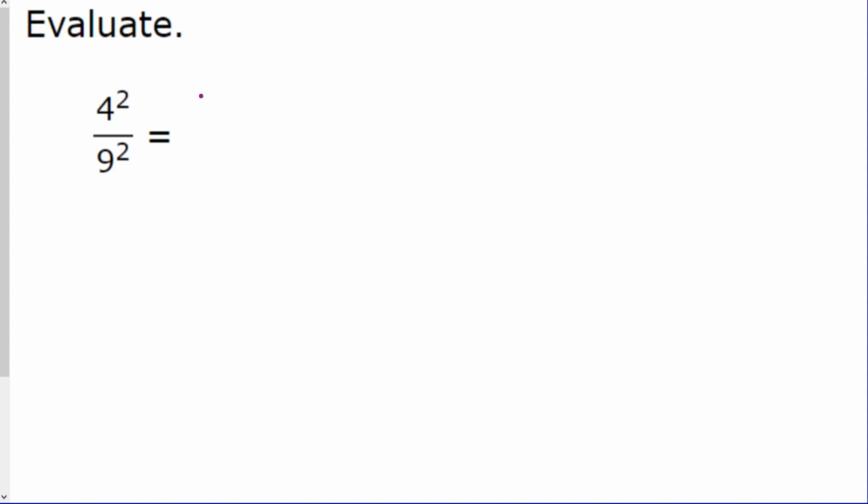So 4 squared is 4 times 4. 9 squared is 9 times 9. 4 times 4 is 16. 9 times 9 is 81. And that's as far as we can go. And we did that without a calculator. You can't simplify this, I don't think. I don't think there's anything that goes into 16 and 81 evenly, so that is our final answer.